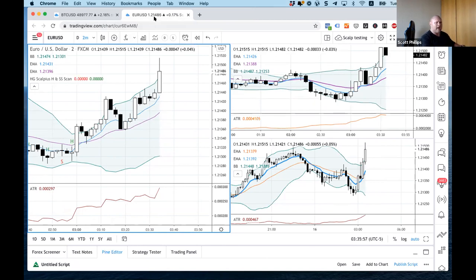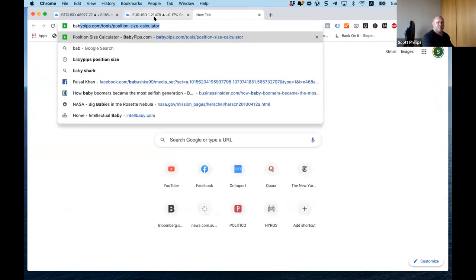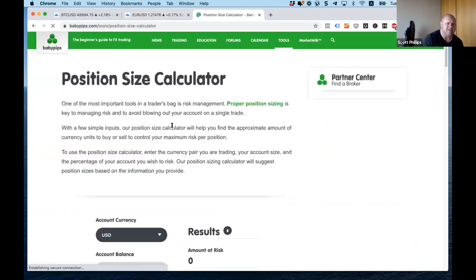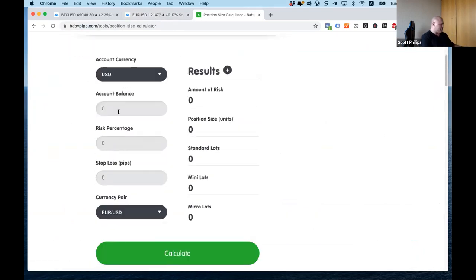I'll just use the Babypips position size calculator to illustrate. So let's say we're trading a $100,000 account, and we're risking 1% a trade, and our stop loss is 1 pip. Our position size is 100 lots. That's huge. So you're going to pay so much, the broker is going to take all of the profit off this trade. It's just not worth doing.